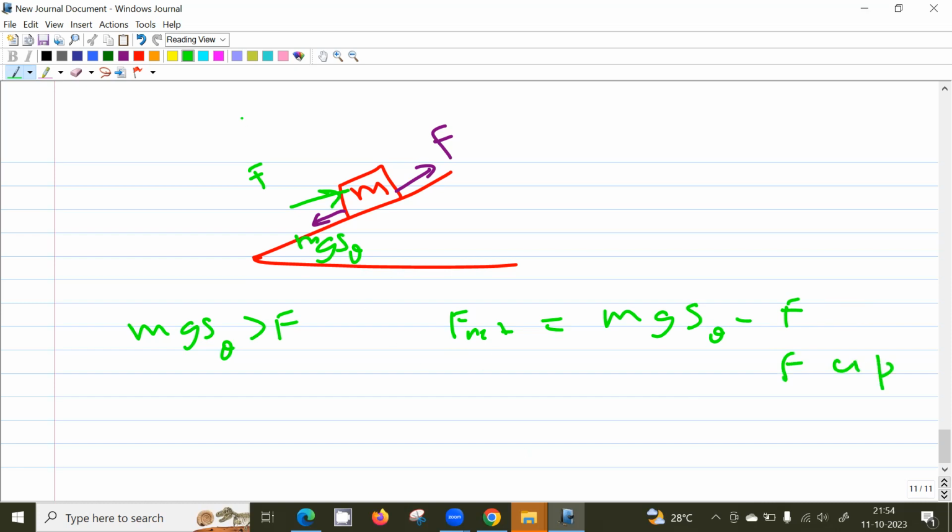But if the value of F increases beyond a certain limit, then the net force will be in the upward direction. That will be F minus mg sin theta. In that case, the friction force will be down. So here you can see the same surface, same mass, but depending on the external condition, the direction of the friction force is changing.